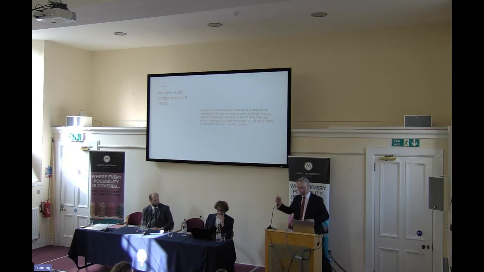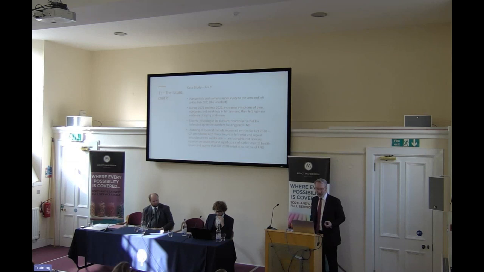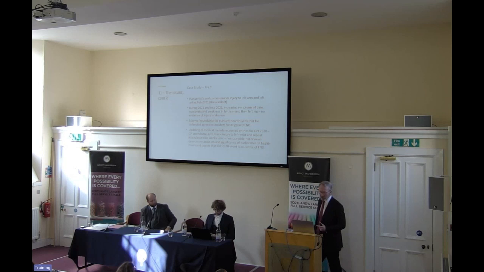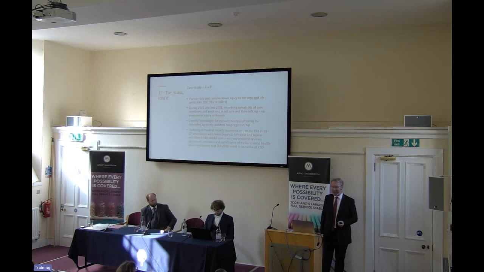I've then taken four cases of my own. None of these went to proof, and I've anonymized them for a variety of reasons, and they will stay anonymous. But I'm listing these because these are examples of the sorts of things that have cropped up in cases in which I've been involved, where functional neurological disorder has either been the diagnosis or is thought to be a possible diagnosis. The first of these, the pursuer fell and sustained a minor injury to the left arm and left ankle in February of 2021. That's the index event. During 2021 and into 2022, there were increasing symptoms of pain, numbness and weakness in left arm and then left leg.